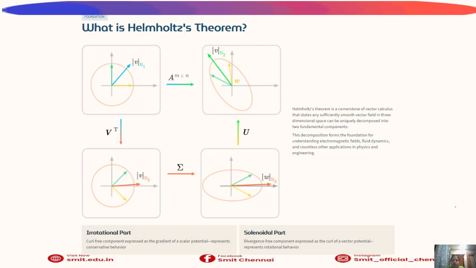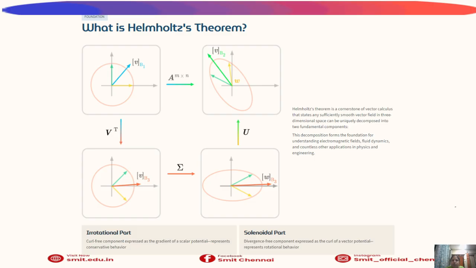Such fields are known as conservative fields because the work done by the field along a closed path is zero. In electrostatics, the electric field due to stationary charges is irrotational and can be derived from the electric scalar potential. This shows how Helmholtz theorem naturally connects with the physical interpretation of electrostatic phenomena.